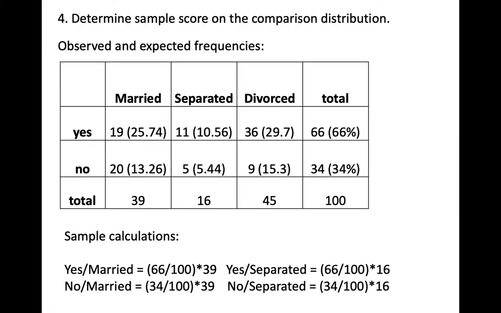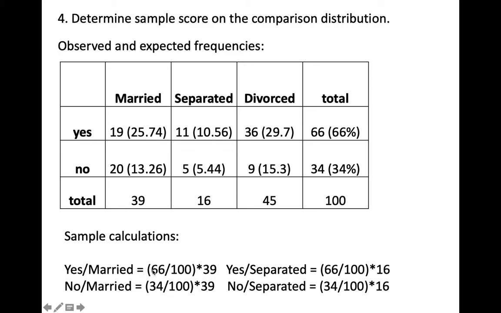All right. The fourth thing we're going to do is to determine the sample score on the comparison distribution. Just like doing a chi-square test for goodness of fit, we first have to determine our expected frequencies. The way that the expected frequencies are determined for each one of our 6 cells is we take the row total divided by the total number of participants. And then once we've got the row total divided by the total, we're going to multiply that by the column total. That formula will give us the expected frequency for each cell.